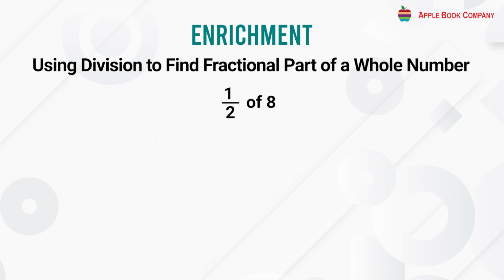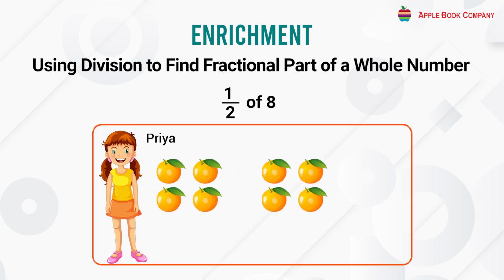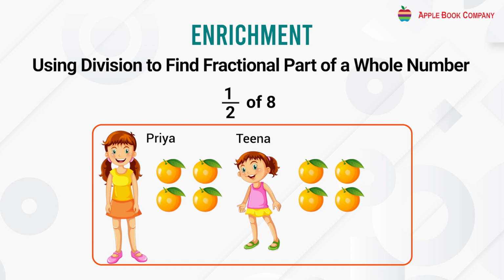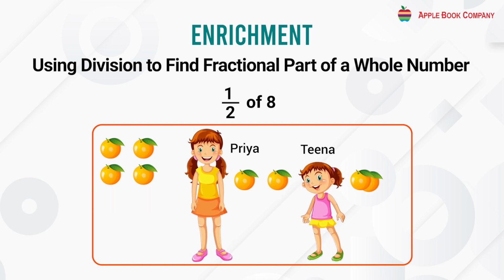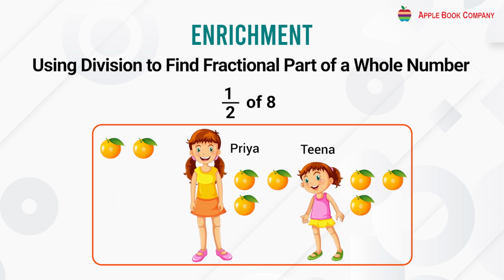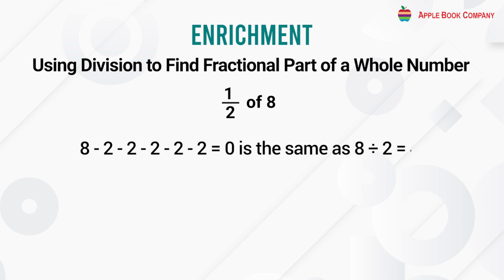You know that you have to find half of 8. This, as you have seen in the picture, is equal to 4. The drawing shows that a group of 2 oranges was taken each time, both the girls choosing an orange. Taking groups of 2 from 8 until none is left is the same as dividing 8 by 2. That is 8 minus 2 minus 2 minus 2 minus 2 is equal to 0. This is the same as 8 divided by 2 is equal to 4. Therefore, we conclude that 1/2 of 8 is equal to 8 divided by 2, which is equal to 4.